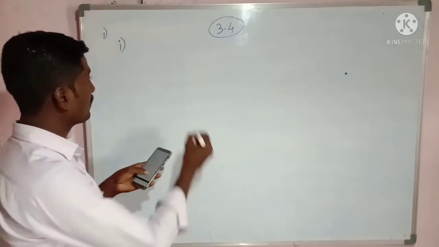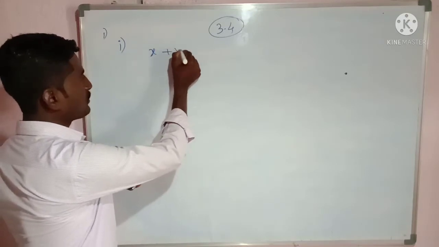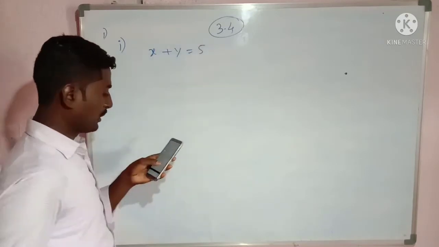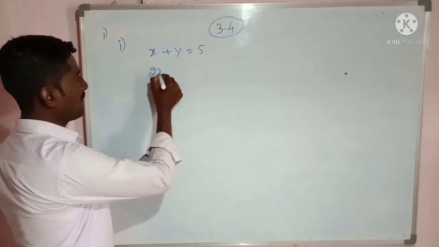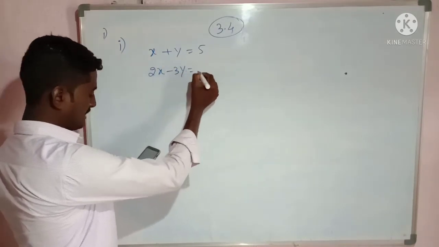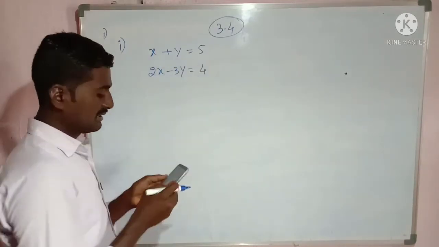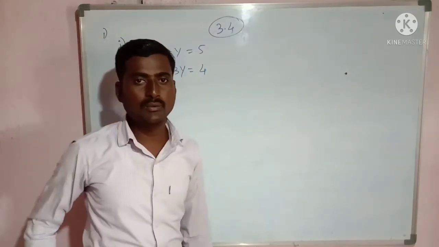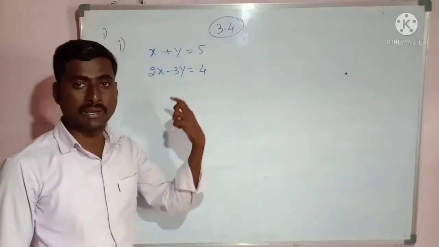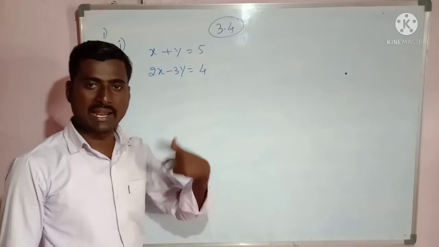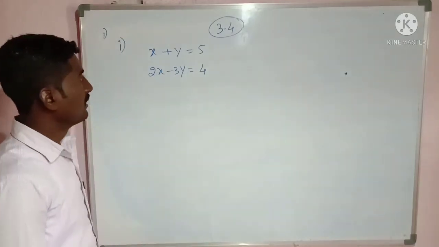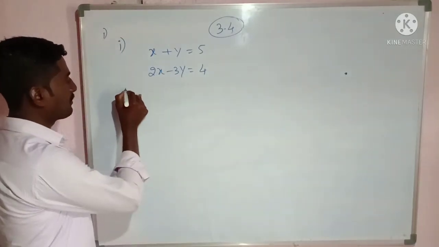x plus y equal to 5, and one more is 2x minus 3y is equal to 4. These are the two given equations. We have to solve these two equations by elimination method and substitution method. First I will solve by elimination method.